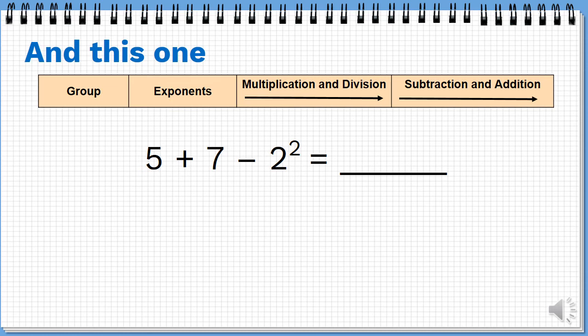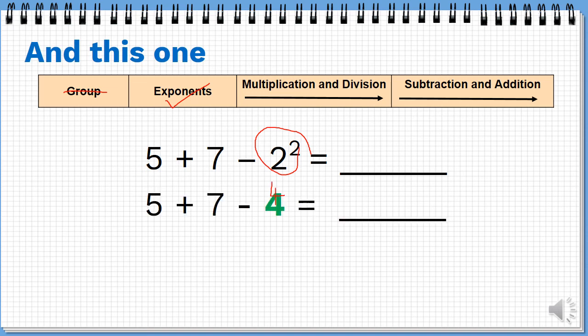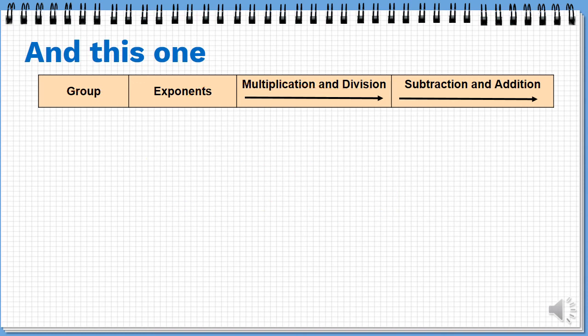All right, are there any groups? No. Are there exponents? Yes, let us do that first. Here it is. 2 squared is 4. So it is 5 plus 7 minus 4. Do we have multiplication and division? No. Do we have subtraction and addition? Yes. So we move from left to right. 5 plus 7 is 12, minus 4 is 8. All right, let's look at another one. Try this one for yourself and come back for the answer.